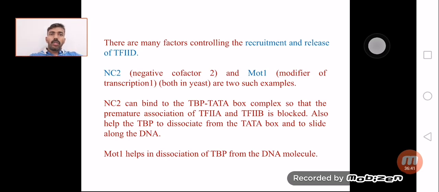NC2 can bind to the TBP-TATA box complex so that the premature association of TFIIA and B will be prevented. That provides enough time for the interaction of TFIID to the core promoter region before TFIIA and B come into place, and it also helps the TBP to dissociate from the TATA box and to slide along the DNA. That means it helps in the elongation process. And similarly, MOT1 also helps in the dissociation of TBP from the DNA molecule.